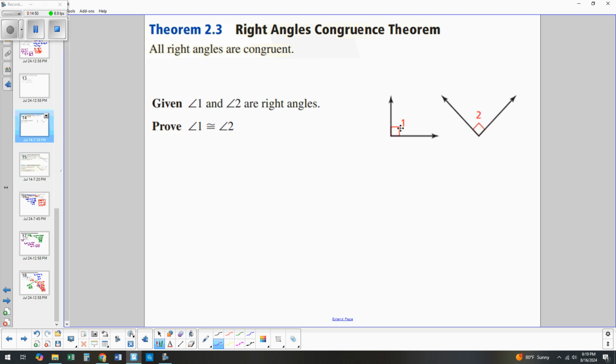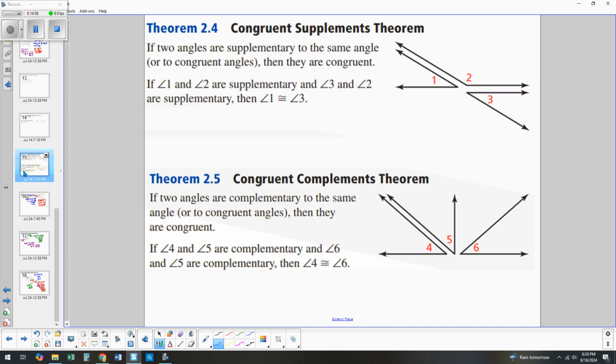So as long as you know that these are both right angles, we can say that they are automatically congruent to each other. The other two, these are the ones that we don't really need to rely on as much, the congruent supplements theorem and the congruent complements theorem. So the congruent supplements theorem just says that if two different angles are both supplementary to the same angle, that makes those two angles congruent to each other.